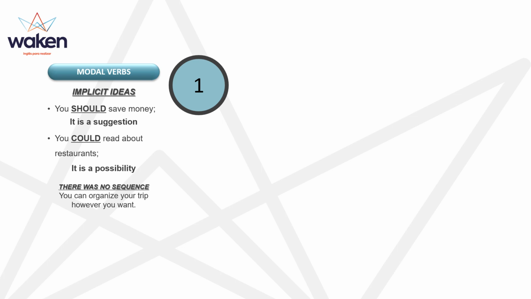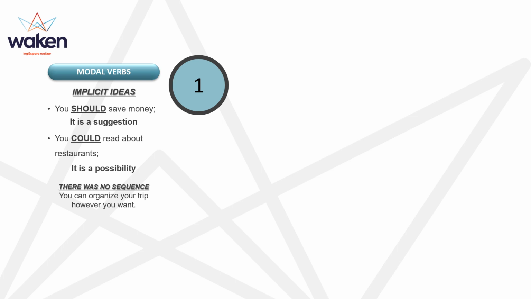Well, I don't know if you noticed, but in the last example, we didn't use sequence expressions because we used modal verbs. And with the modal verbs, we have implicit ideas. For example, you should save money. It is a suggestion. You kind of need money to travel. Of course, it depends on where you want to go. You could read about restaurants. It is a possibility. Not everybody does it, but you sure can, so it is a possibility.